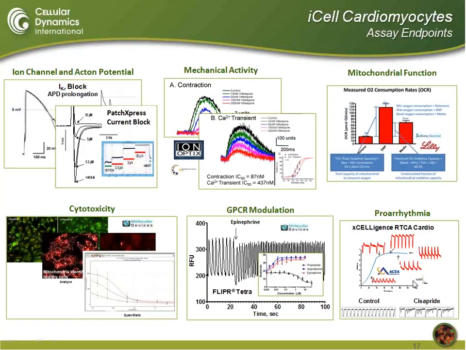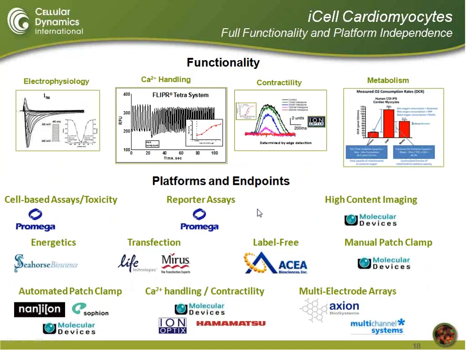So with this typical characterization that you'd expect from a human cardiomyocyte, it really opens up a lot of potential assay endpoints in which the cells are being used. You have your classical ion channel and action potential. You have your mechanical activity, your mitochondrial function, cytotoxicity, GPCR modulation, proarrhythmia, and really one big advantage of the iCell cardiomyocytes is that it's platform agnostic, meaning that you can use it across a wide variety of platforms. So you have all the different functionalities. And down here on the bottom, we have just a sampling of some of the different vendors who are currently using our iCell products on their instruments.